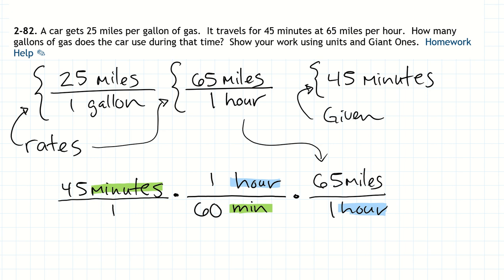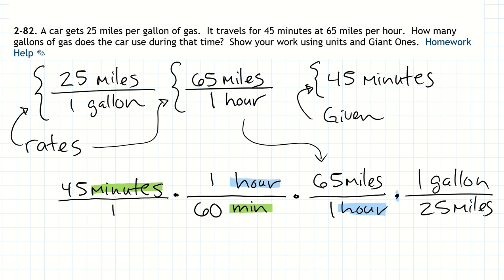What I notice this time is that the miles in that are in my numerator, and I've already got miles in a numerator. So instead of multiplying by 25 miles per 1 gallon, I'm going to write the reciprocal of that, which is still true, right? I can say multiplied by 1 gallon per 25 miles.